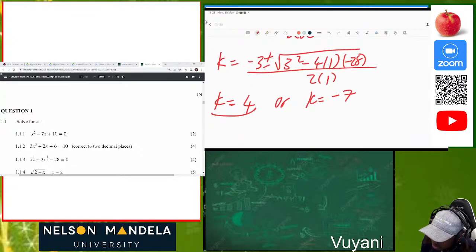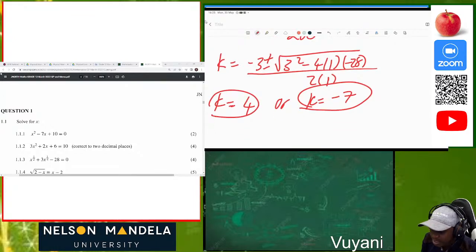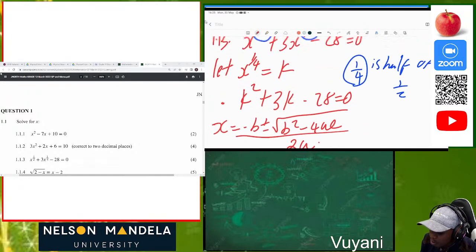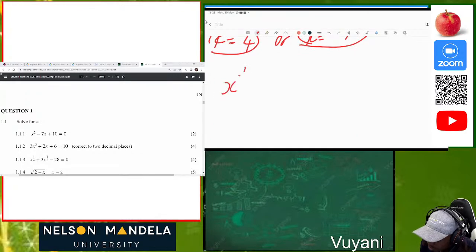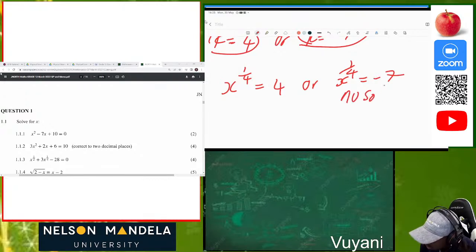Then you're not yet done, because these are k values. Initially we said let x to the power 1 over 4 be equal to k. So we come here and say x to the power 1 over 4 is equal to k. K is equal to 4, or x to the power 1 over 4 is equal to negative 7. The moment it's negative, you write no solution. There is a mark for just writing no solution. So please don't say that because your calculator is saying maths error, you don't write the solution. Write that there is no solution so that you can get your mark.